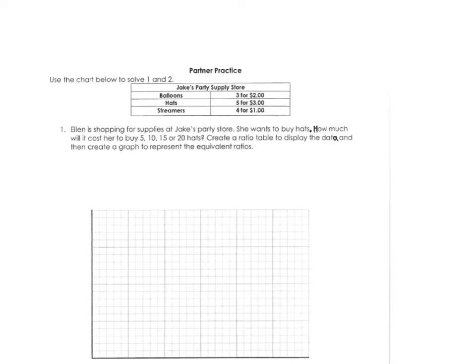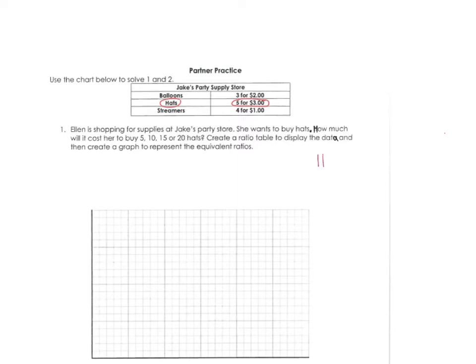It says, Ellen is shopping for supplies at Jake's party store. She wants to buy hats. How much will it cost her to buy 5, 10, 15, or 20 hats? Create a ratio table and then create a graph to represent the equivalent ratios. So if we come up here to my chart, we are looking at hats. 5 hats cost $3. So it looks to me like my units are going to be hats and dollars.